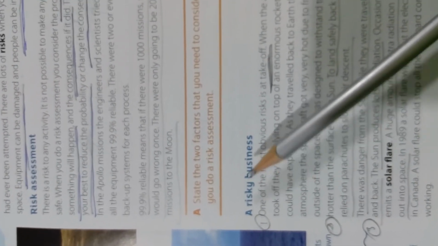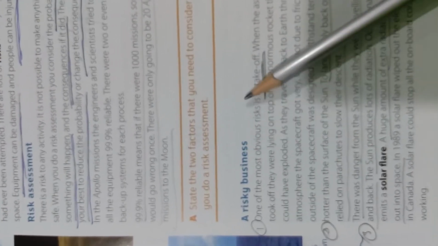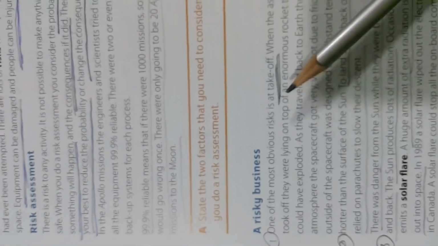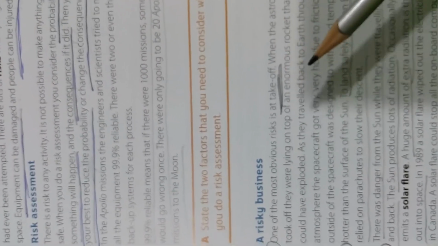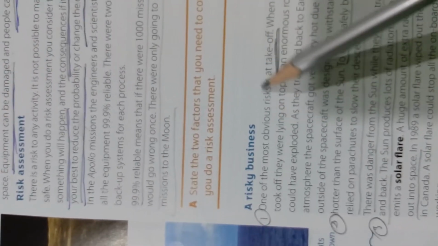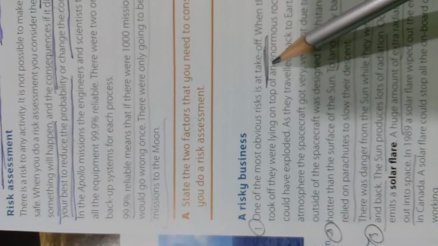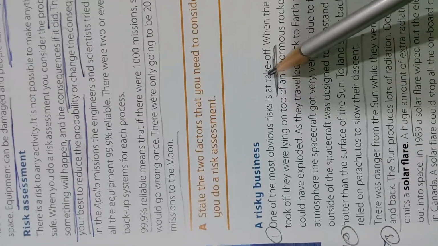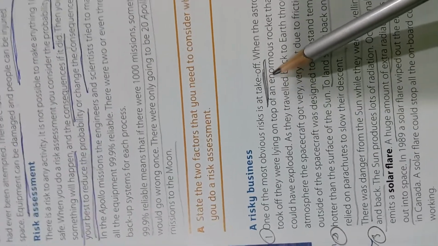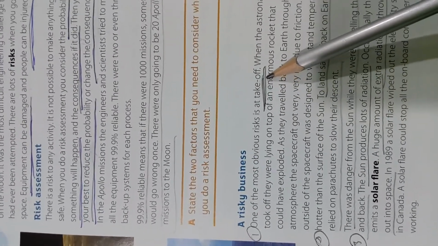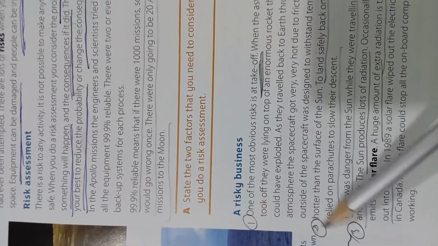What do you mean by risk business? It means the risks that could happen, the risks that are involved in this very mission. The first one is the taking off of the spacecraft. The taking off of the spacecraft is the first risk. That's why I've underlined it over here. You can see that I have numbered them for you to see.